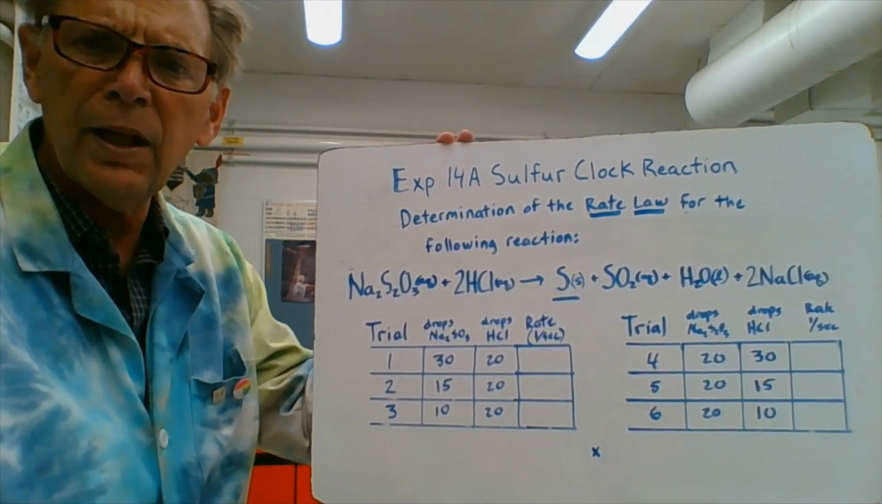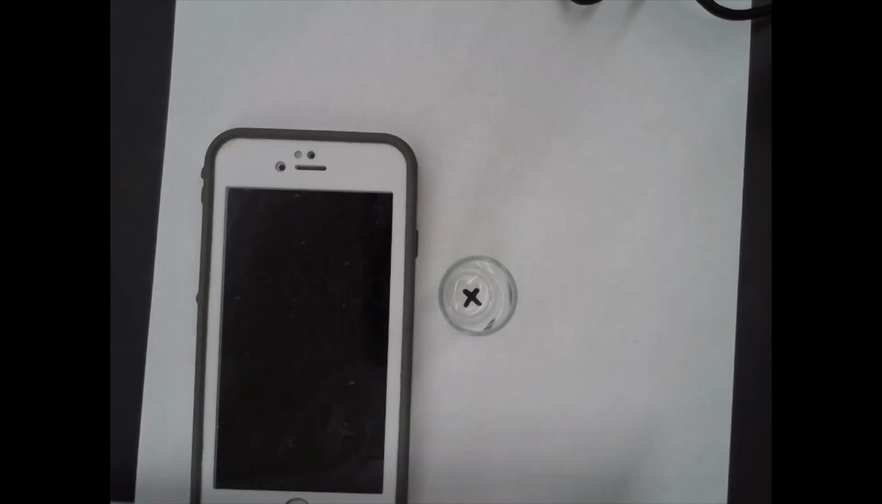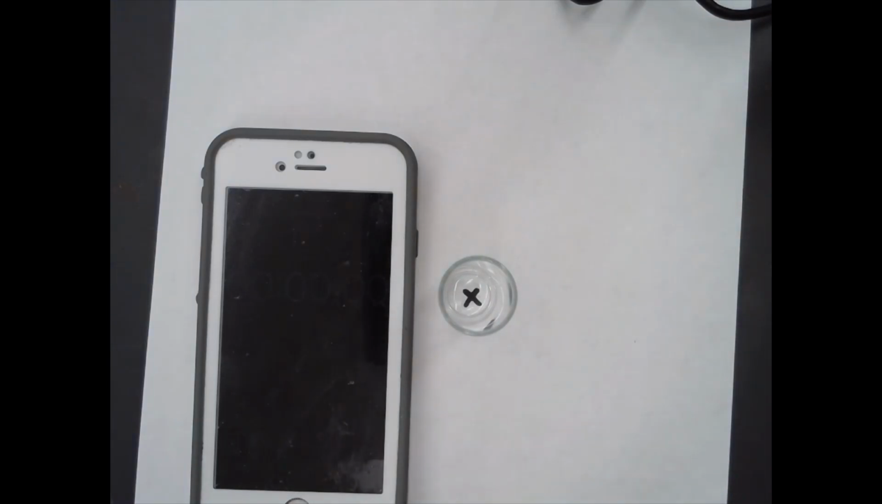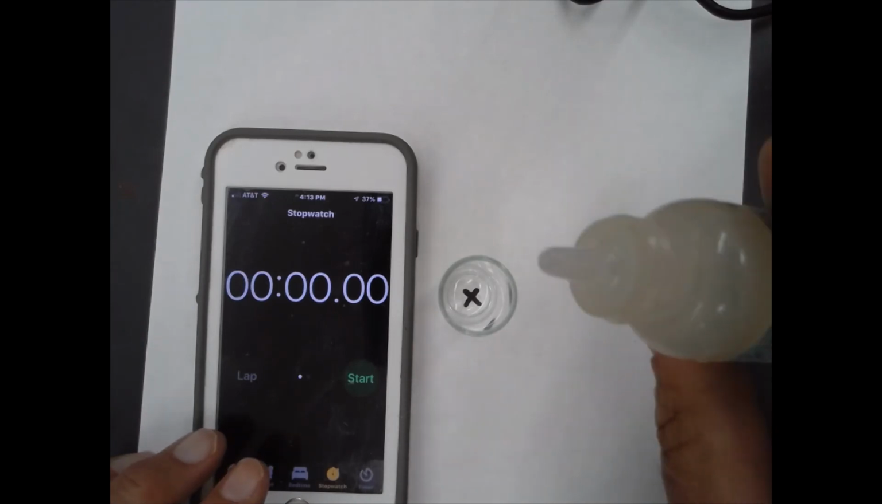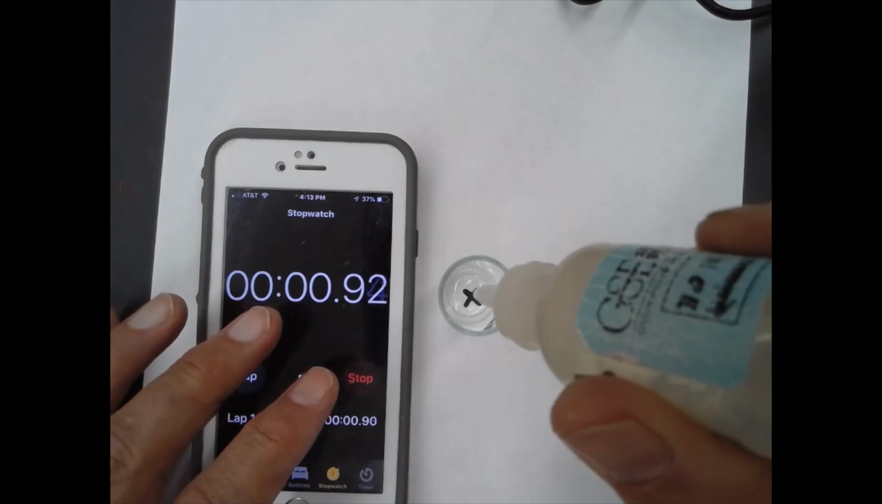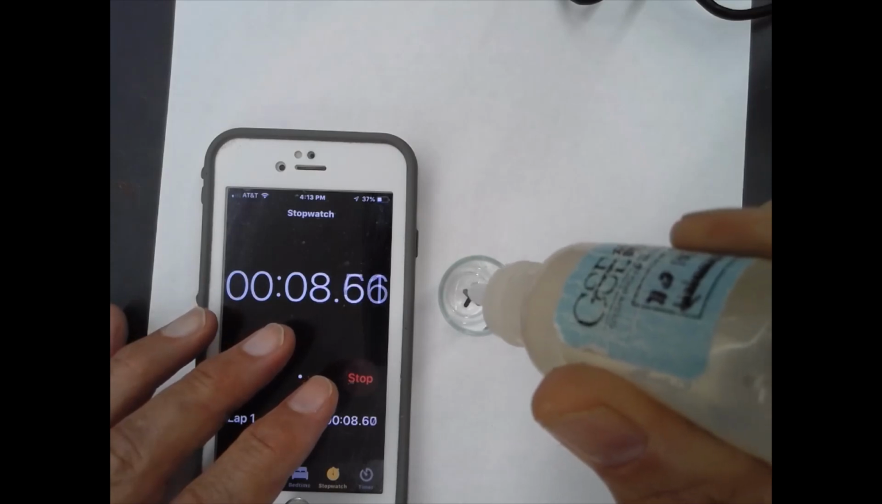And in your analysis, you'll calculate the concentrations as they varied in each trial. Follow along on that. Okay, this is trial 1, where we had 30 drops of sodium thiosulfate and 20 drops of hydrochloric acid. I've added the sodium thiosulfate. We'll start the timer when we add our first drops of 3 molar hydrochloric acid.